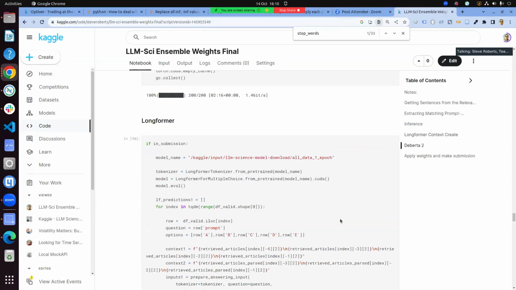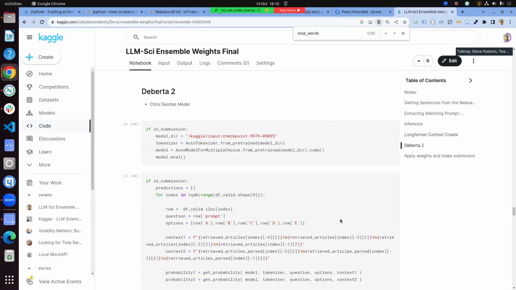Which model did you use for that? Actually, this one here is Chris Diott's model that he'd used previously with the other contexts. Just using that with the new way of getting the context actually gave me the best score out of them all.